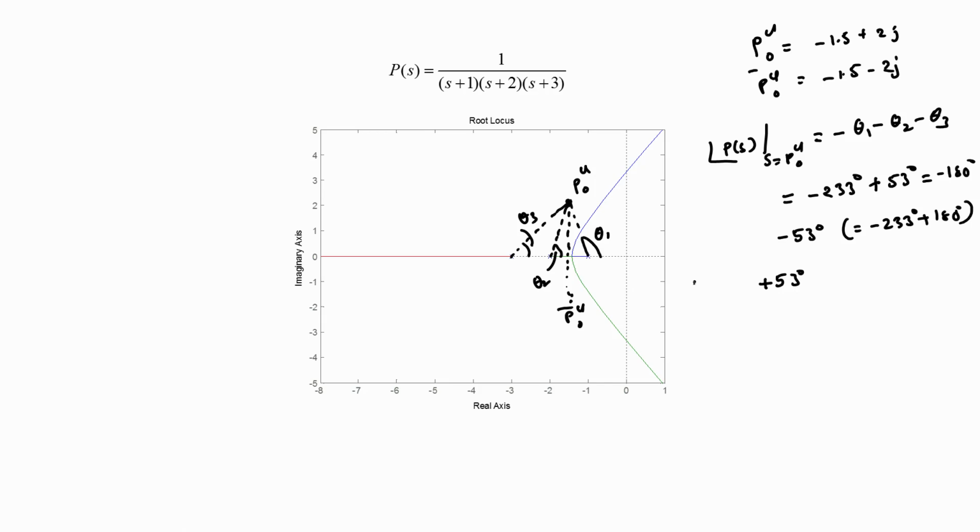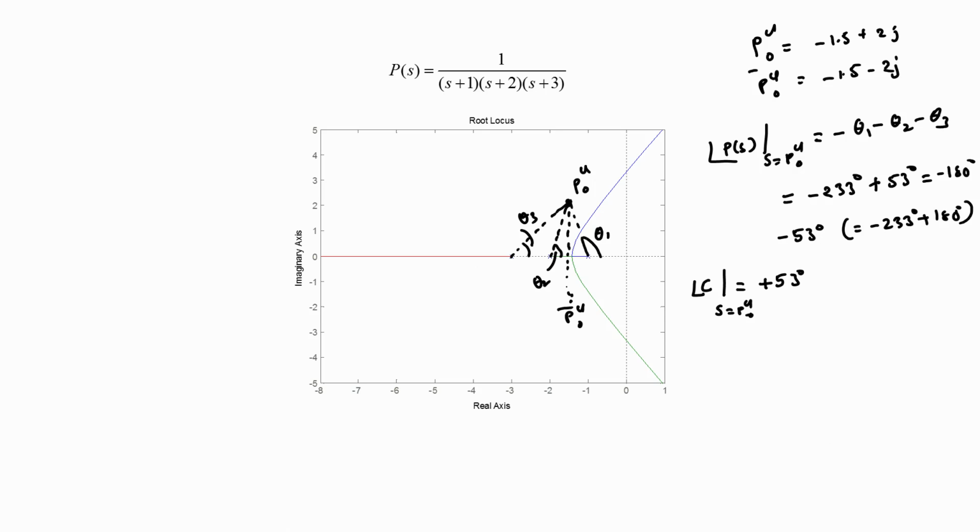So, in other words, the angle of C, whichever controller it is that we choose, at the point s equal to PCL naught should be equal to plus 53 degrees. Now, the question is, what controller do we pick? Here again we have an infinite number of controller structures that we can choose, all of which can potentially give us 53 degrees phase at the point PCL naught.